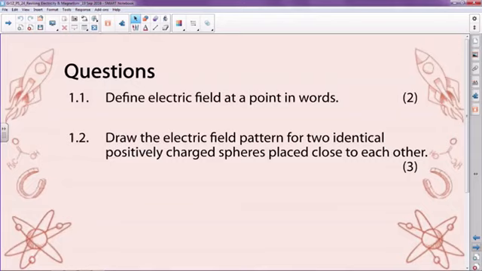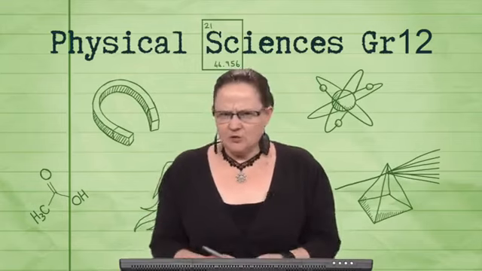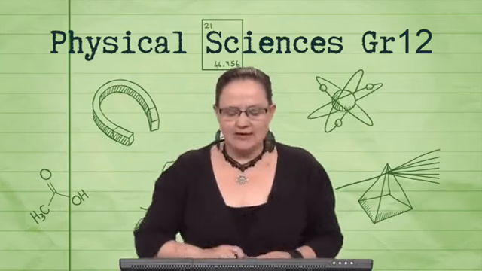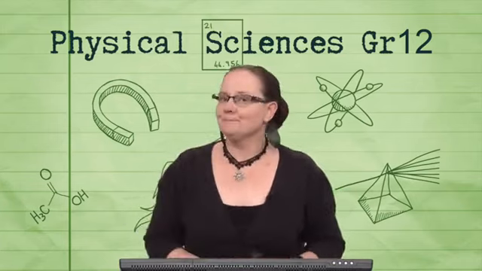Here we have a first question, and it says to us, define electric field at a point in words. So no equation there. And the second one is to draw the electric field pattern for two identical positively charged spheres placed close to each other. So they're not touching, they're just close together. Remember, we're doing lots of questions and answers, so I'm going to give you some time to do this. The definition is quite easy, but I want to make sure you write it out nicely. I'm going to give you 2 minutes, and your 2 minutes starts now.